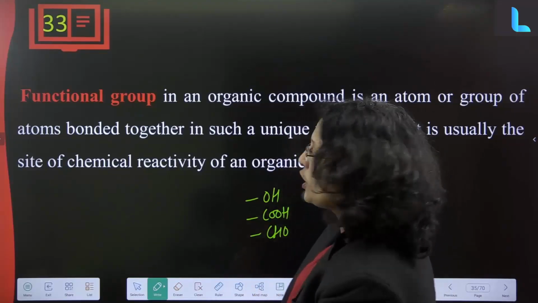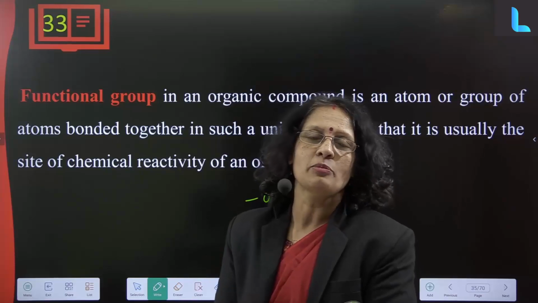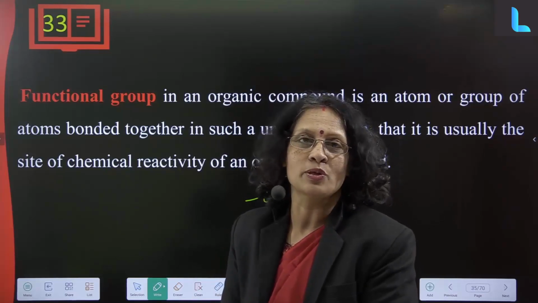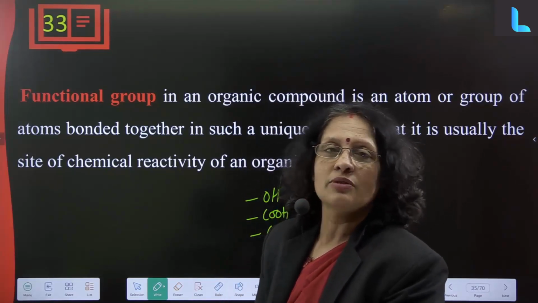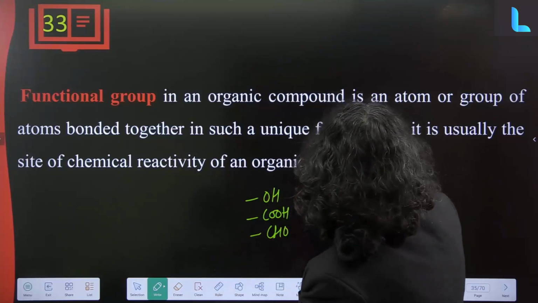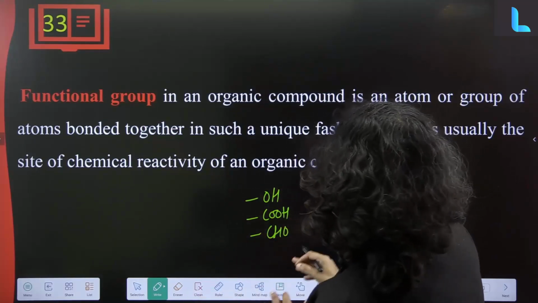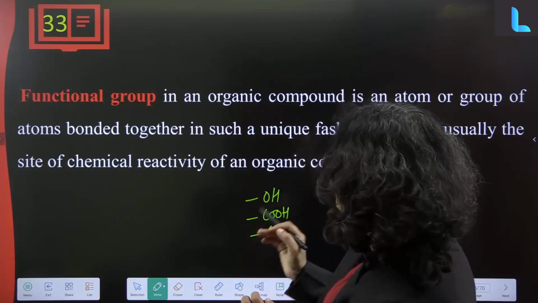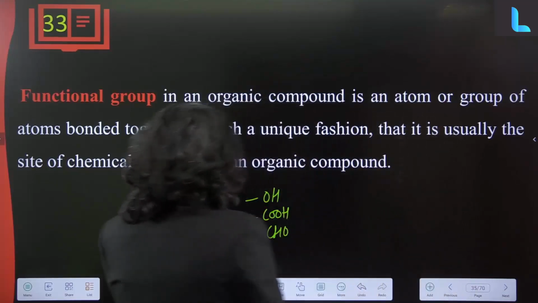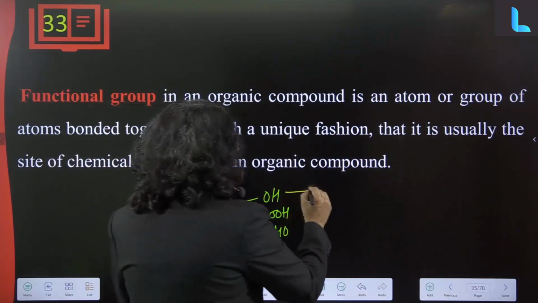Now what is a functional group? The group or atom which is responsible completely for the properties of that substance. So that is what is called a functional group. It is an atom or group bonded together in such a fashion that it is usually a site of chemical reactivity. So we can see here a few groups I have written.